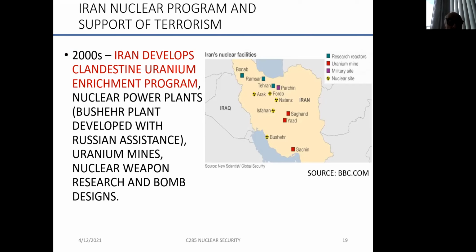We now know that in the 2000s, Iran developed a clandestine uranium enrichment program. It had a nuclear power plant, including one at Bushehr, which was developed with Russian assistance. It had uranium mines. It had a nuclear weapon research and bomb design program. It was moving slowly but carefully, incrementally toward nuclear weapons acquisition.